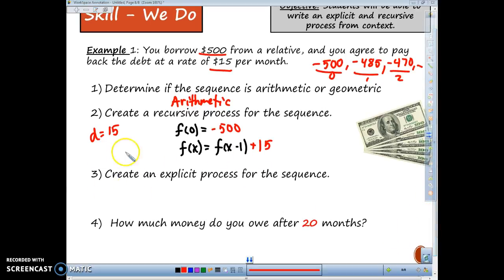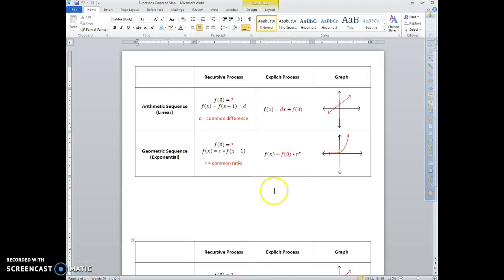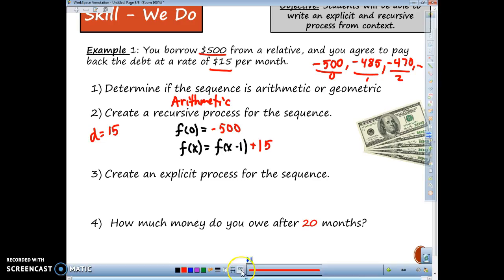Step 3. We're going to go ahead and create an explicit process for this sequence. So again, looking at our concept map, here the explicit process is f of x equals d times x plus f of 0. So I have f of x equals d times x, and my d value is 15, so 15 times x plus f of 0, and here f of 0 is negative 500, so I put minus 500, and that's my explicit process.